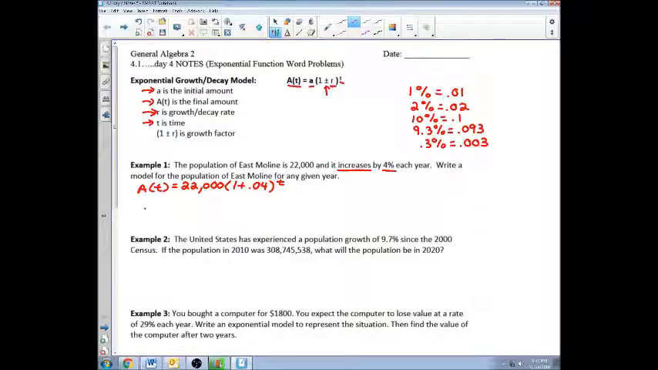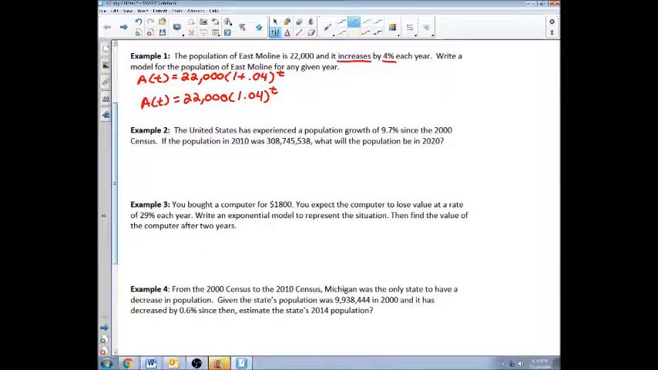All right. So then what I can do, though, is I can simplify inside of my parentheses here. So I'm going to keep it as 22,000. 1 plus 0.04 would be 1.04 raised to the power of t. That's all you have to do when it asks you to create a model. All right, on to example 2.